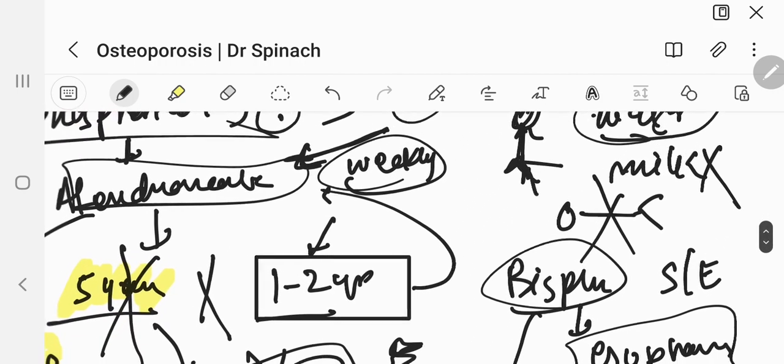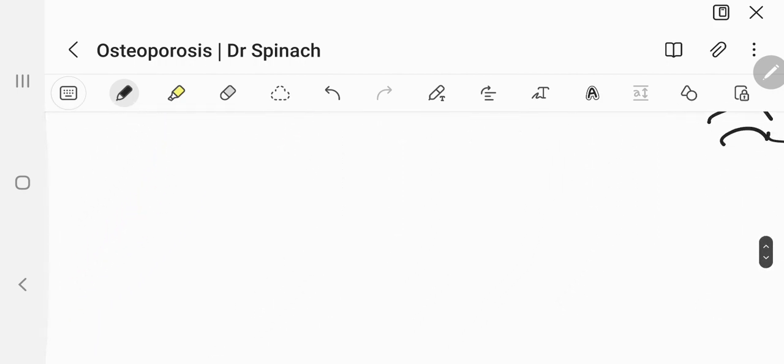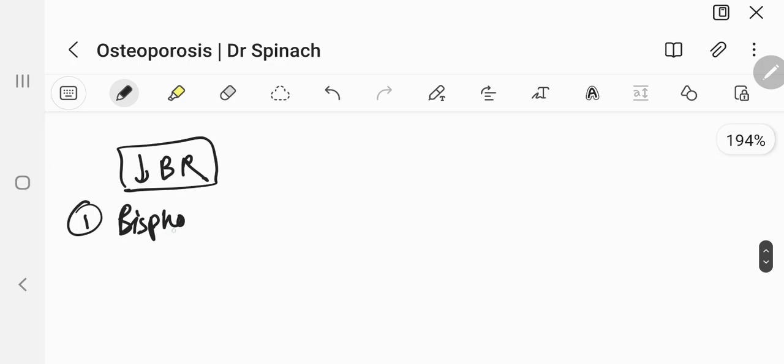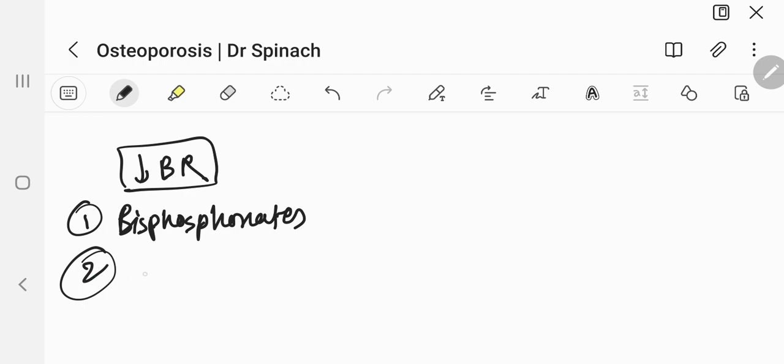Okay, so after that we have other drugs that can actually lead to decrease in bone resorption. We have to decrease the bone resorption, right? So for decrease in bone resorption, the first one we saw was bisphosphonates, which is also a drug of choice in these cases. The other one is denosumab.